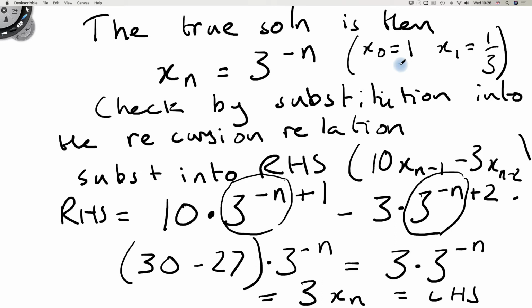So that's one solution. There turns out to be another solution as well. Let's just find that. So 3 to the minus n is one solution. That's the decaying solution. This is where the analogy with our exponential decay in the last video comes in. We've got an exponentially decaying true solution here, except that it's not e to the something, it's 3 to the power minus n. And we know that it works for this recursion relationship.